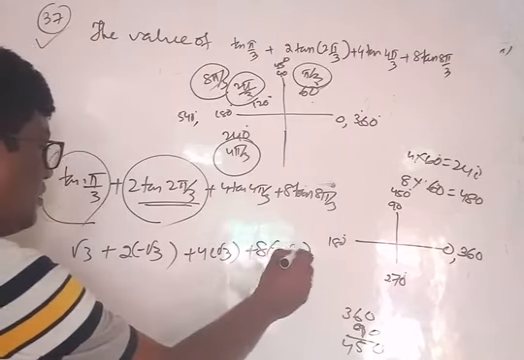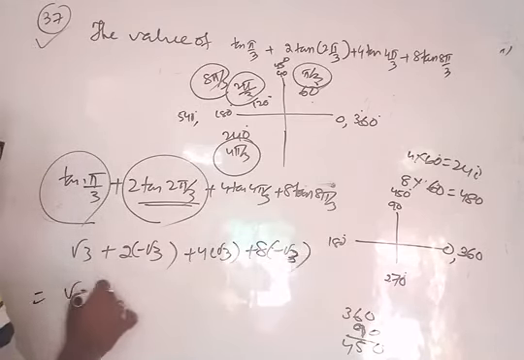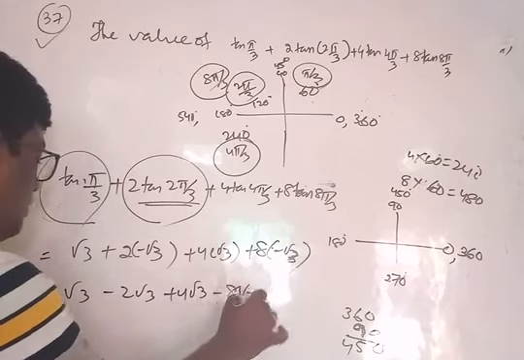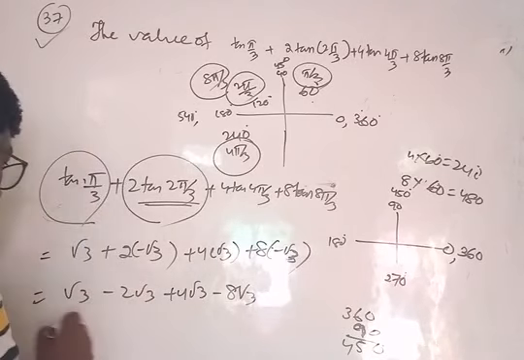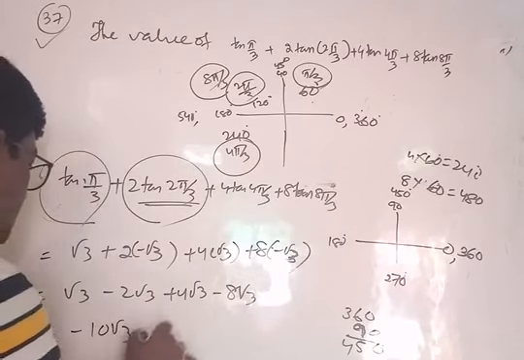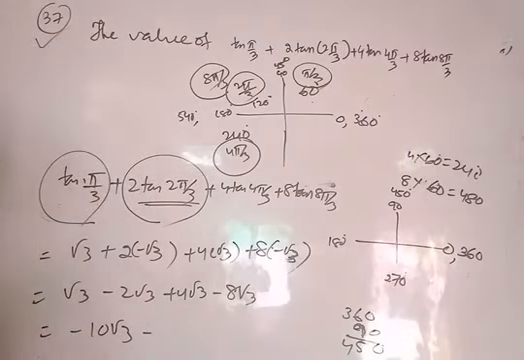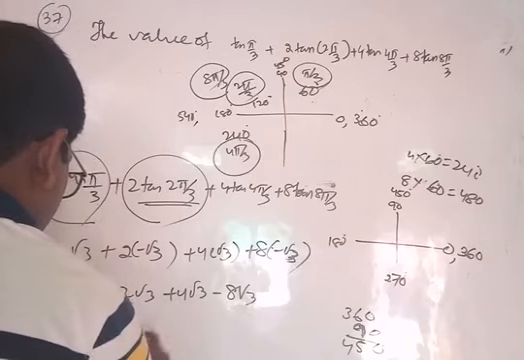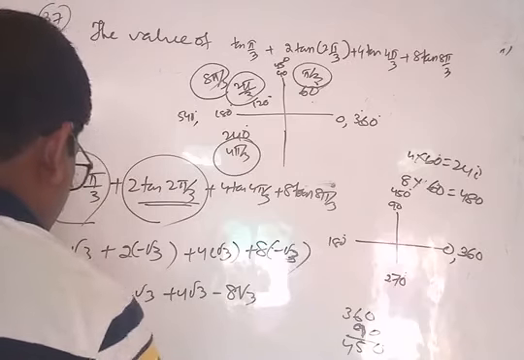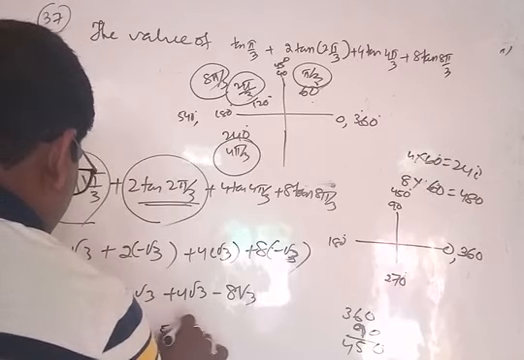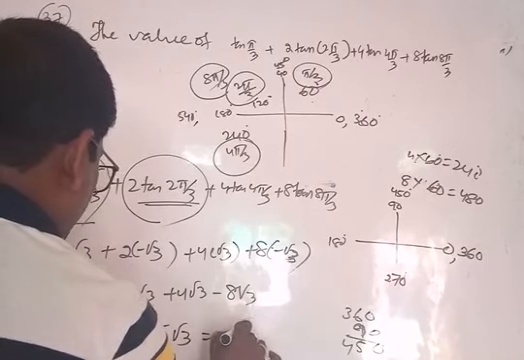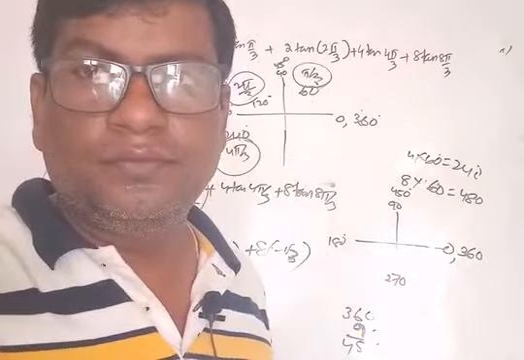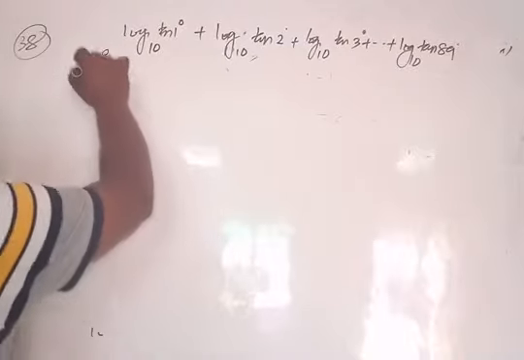So calculate this. Root 3 minus 2 root 3, plus 4 root 3 minus 8 root 3. So minus 10 root 3, plus 5 root 3, so the answer is minus 5 root 3. This is question number 38.